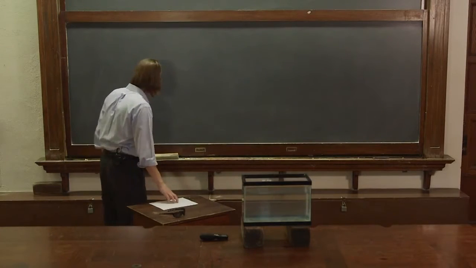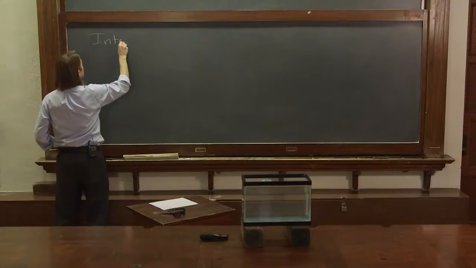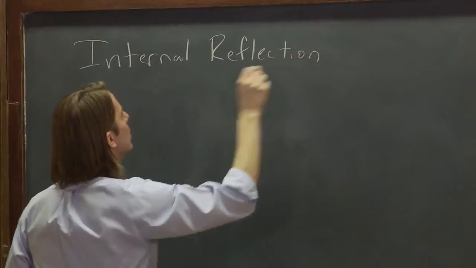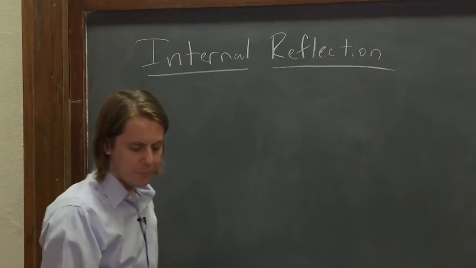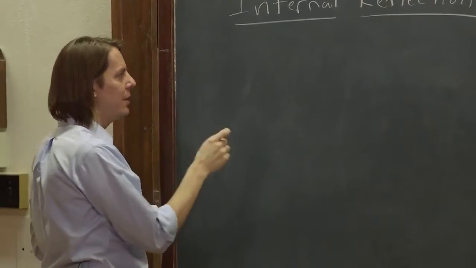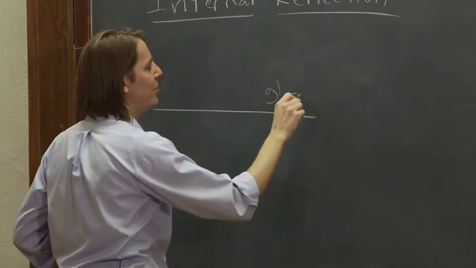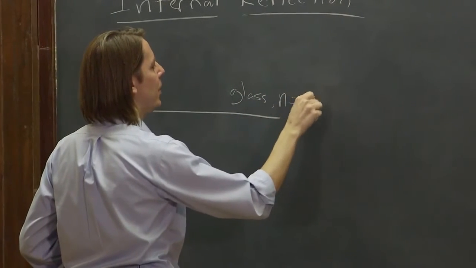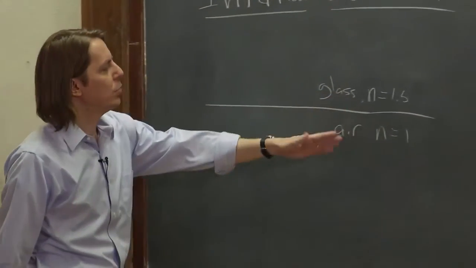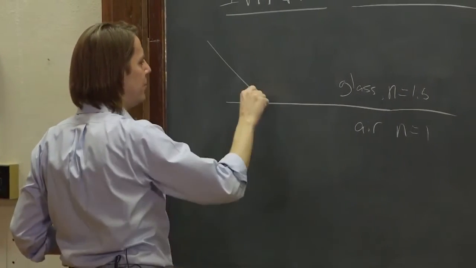There's another kind of reflection that Fresnel's equations can tell us about, and that is an internal reflection. Internal reflection means that rather than going from air to glass, from a low index to a high index, you just do the opposite. You go from glass, or some dielectric, say n equals 1.5, to air, n equals 1. Or any case where you're going from a higher index medium to a lower index medium.